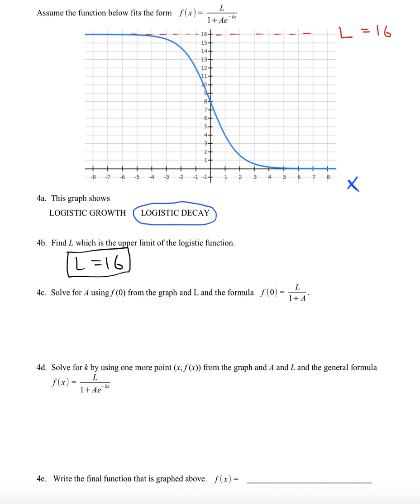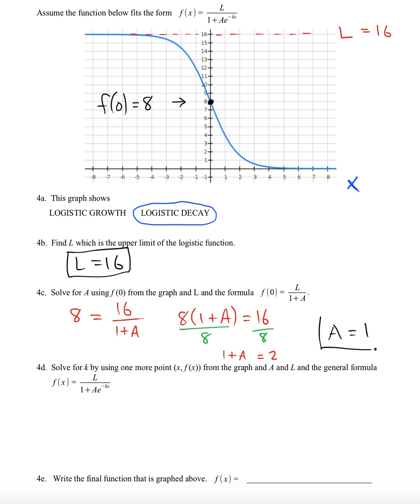Okay, can we find the constant a from the graph by plugging in this value here? We see that f of 0 is 8. So let's do 8 equals 16 over 1 plus a. If you multiply to the other side, you get this. And divide. So 1 plus a equals 2, therefore a is 1 for this graph.